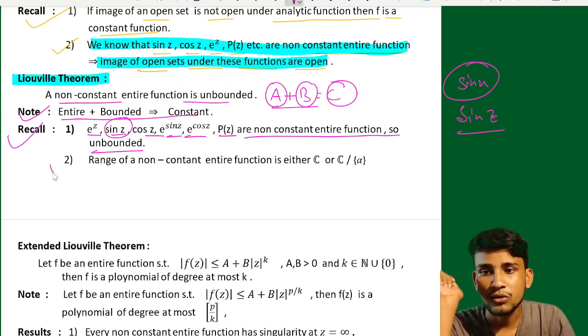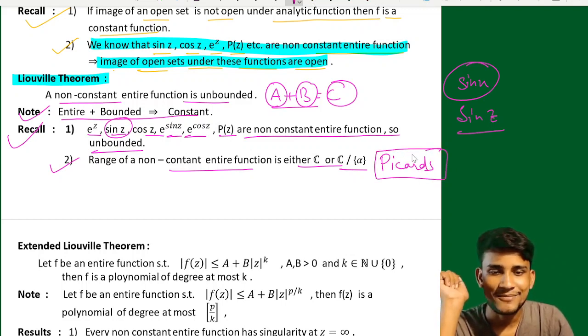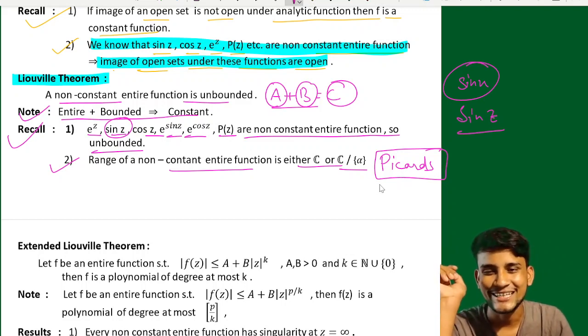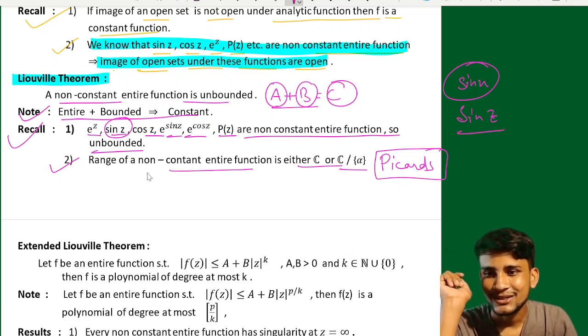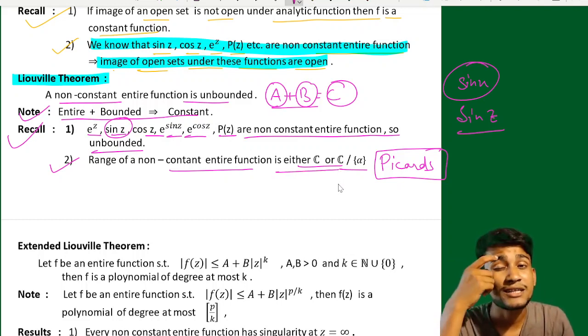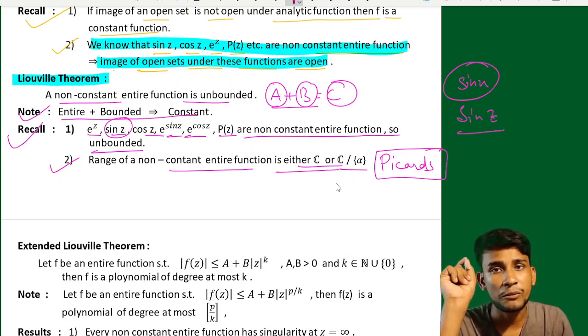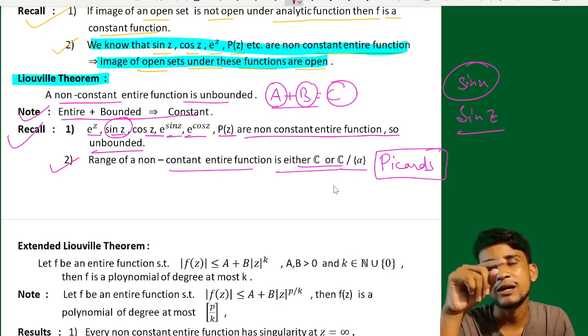The range of a non-constant entire function is either C or C minus a point alpha. This is Picard's theorem. I made this some days ago, so these terms are missing. The range of a non-constant entire function is either C or C minus alpha. That means it can omit only one point. If it omits at least 2 points, then it must be a constant function.